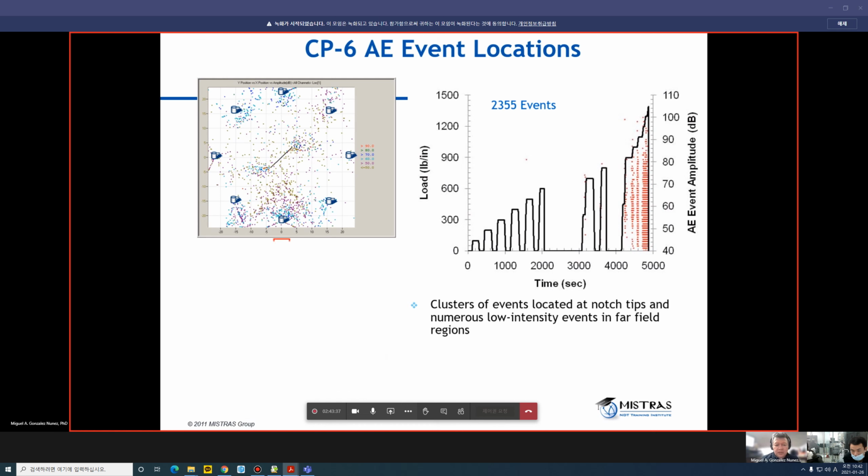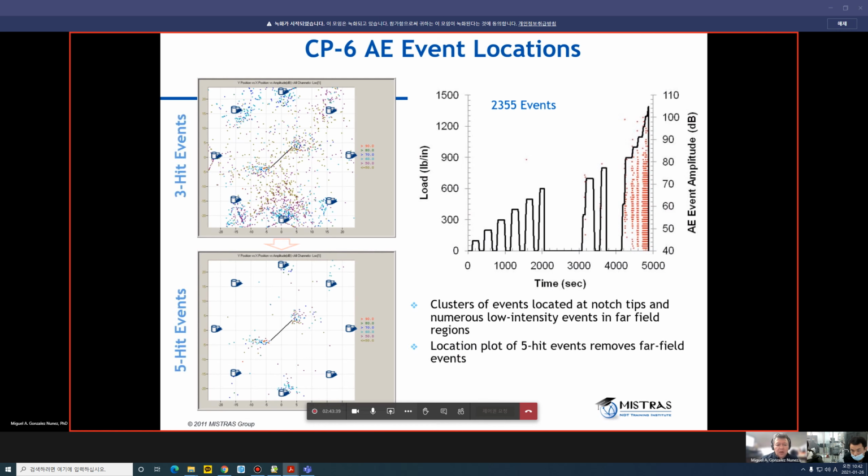Again, you see the clusters. We filter by the number of sensors detecting the events. Now we narrow the search around the tip of the notches. And the direction of visual damage propagation correlates with the located acoustic emission events.